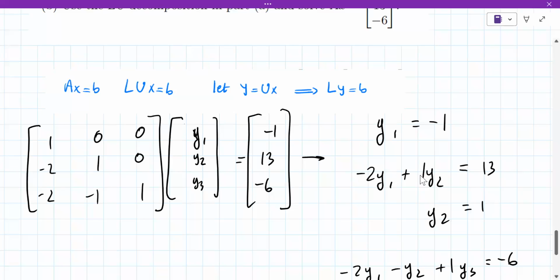-2 y1 plus 1 y2 equals 13. So we're taking this second row times this column equals the 13, but y1 is -1, which means that this becomes 2. You subtract, you get 11. That looks okay.